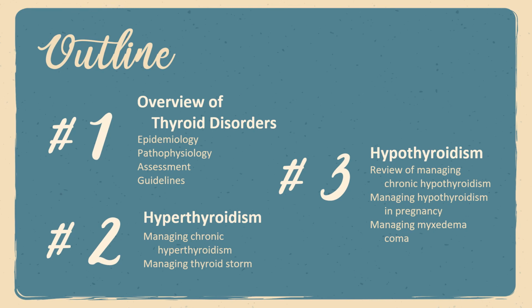So today we'll start by looking at an overview of thyroid disorders. First, we will talk about the epidemiology, the pathophysiology, assessing thyroid disorders, and the guidelines to look out for thyroid disorders. Then we will jump into hyperthyroidism, managing chronic and acute thyroid storm. And then finally, we'll talk about hypothyroidism briefly, as far as chronic hypothyroidism, hypothyroidism in pregnancy, and then managing acute myxedema coma.